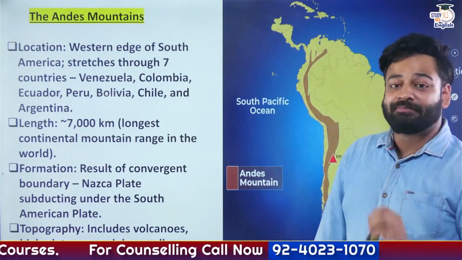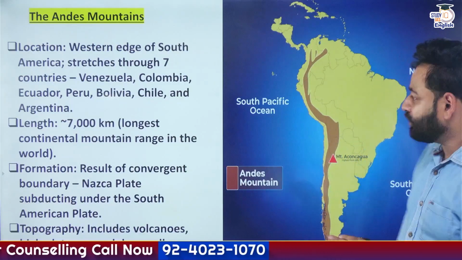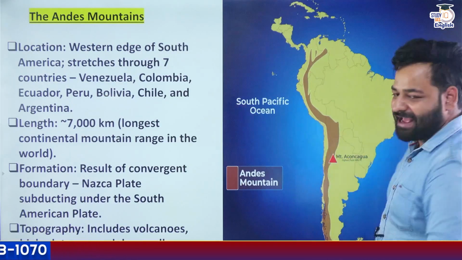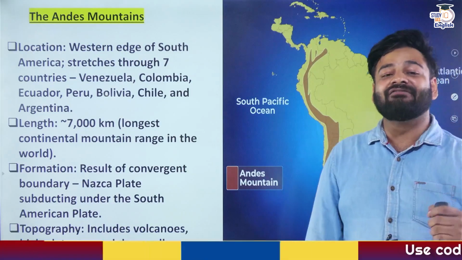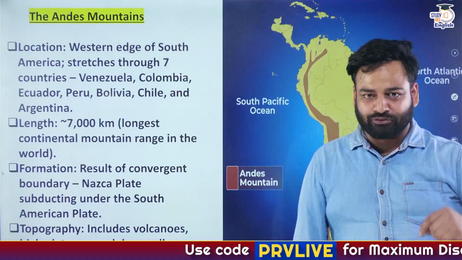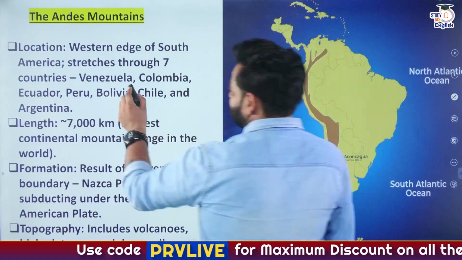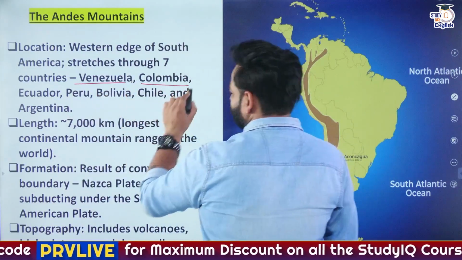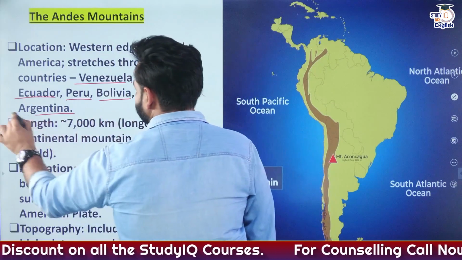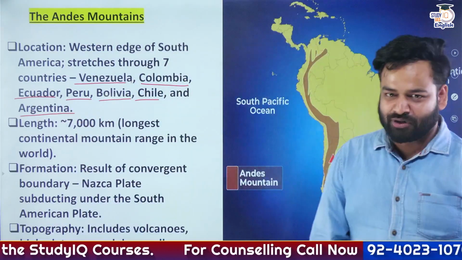Remember, guys, when we talk about the Andes Mountains, it is not towards the east, it is towards the west, touching 7 different countries of South America. From north to south, what are these 7 countries? Starting from Venezuela, touching Colombia, Ecuador, Peru, Bolivia, Chile, and finally Argentina. So this is what we have discussed.